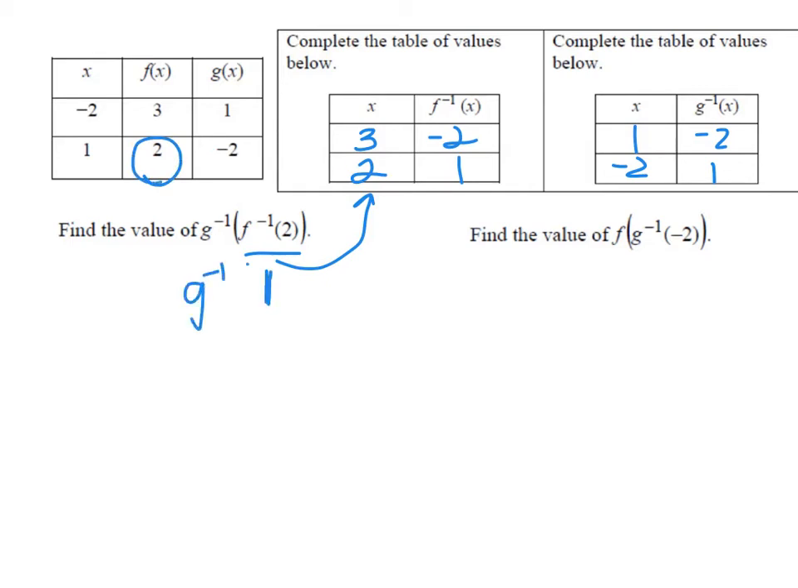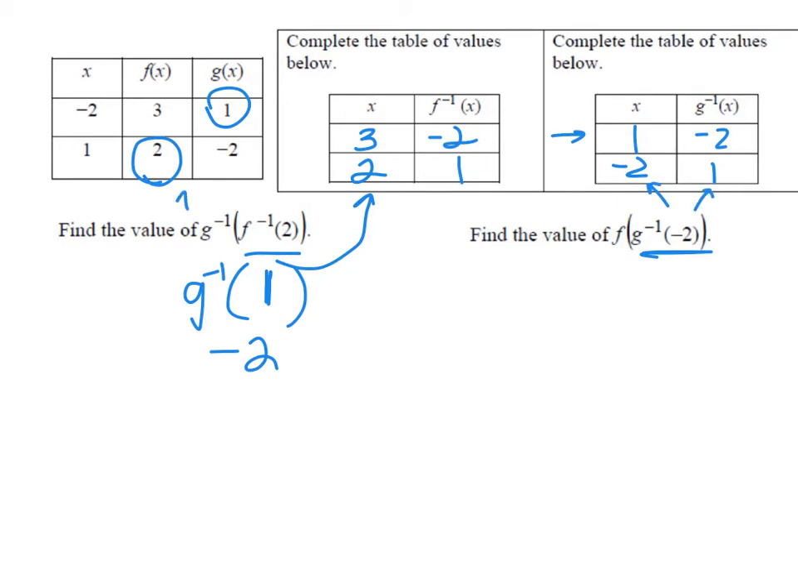So then g inverse of 1. I'm going to come over here. g inverse of 1 is this one. So this would be negative 2, and if I look at it here, it's the y. So that one is going to be negative 2. Now to find this value, I'm going to find g inverse of negative 2. Well, g inverse of negative 2 is 1.